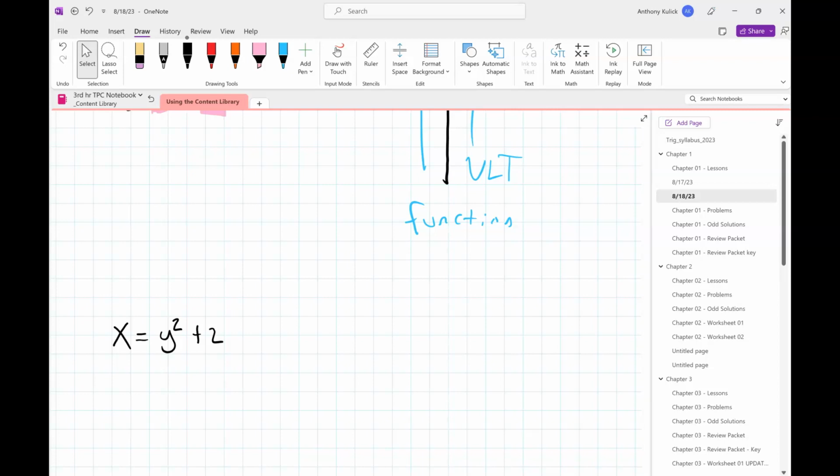Can I type this into my calculator as it's currently written? No. What would I need to do in order to get it into a form that I can put in my calculator? I've got to get the y by itself. Perfect. So to do that, what would I do first? Subtract the 2. Great. Subtract the 2.